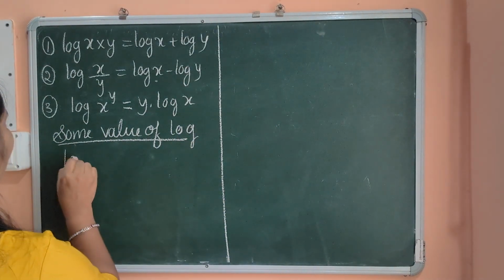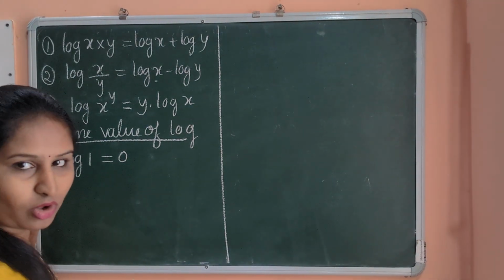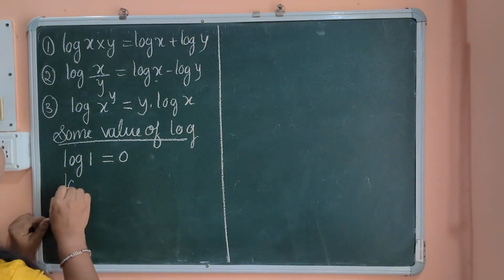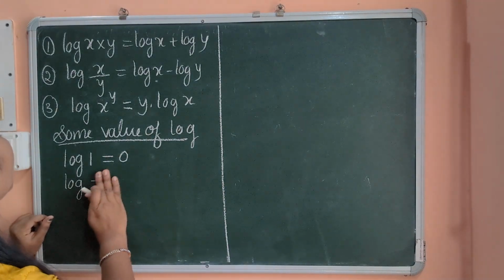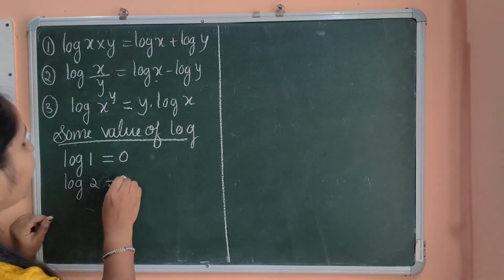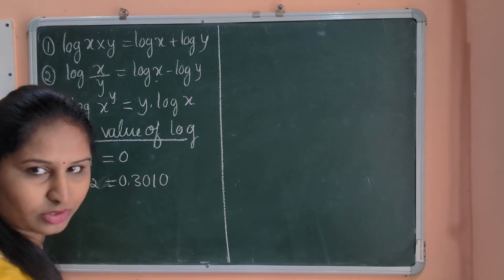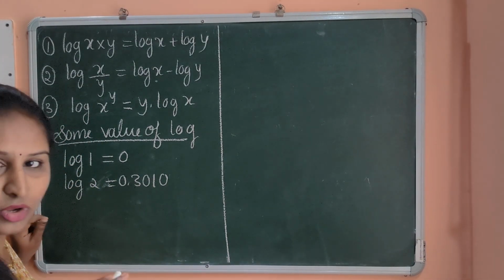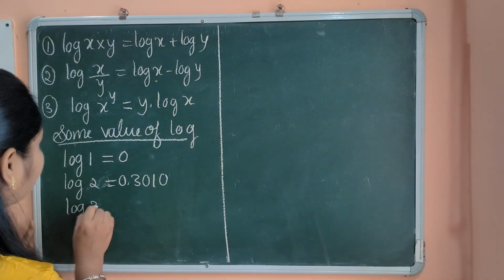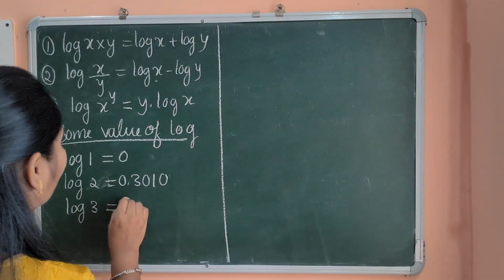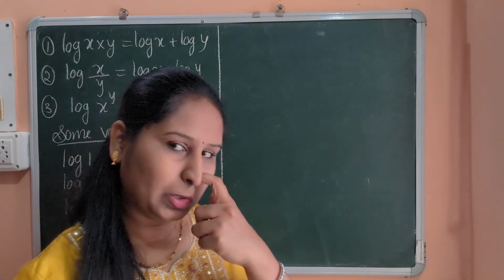Log 1 is equal to 0. We should know this one. Then log 2 is equal to 0.3010. We should learn this value by heart also. Then log 3 is equal to 0.477. We should learn this one by heart also. This is up to log 3.